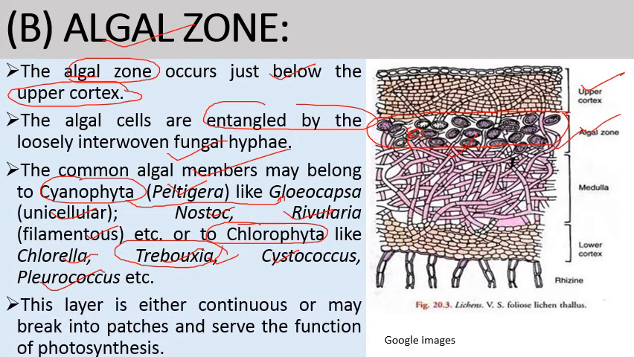So this layer is either continuous or maybe break into patches and serves the function of photosynthesis. This algal layer may be continuous, as present here, otherwise it may be present in the form of small patches. And the function of this layer is photosynthesis. It helps in photosynthesis, making food for the thallus.